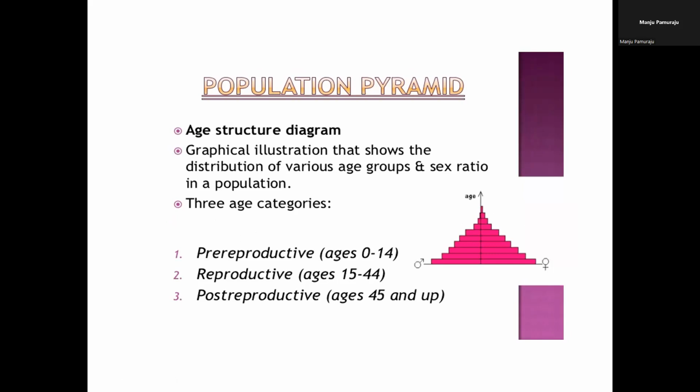Pre-reproductive age is 0 to 14 years, reproductive age is 15 to 44, and post-reproductive age is 45 and plus. So the age groups are classified into three types: pre-reproductive, the age group 0 to 14 years; reproductive age, 15 to 44; and post-reproductive age, 45 and plus.